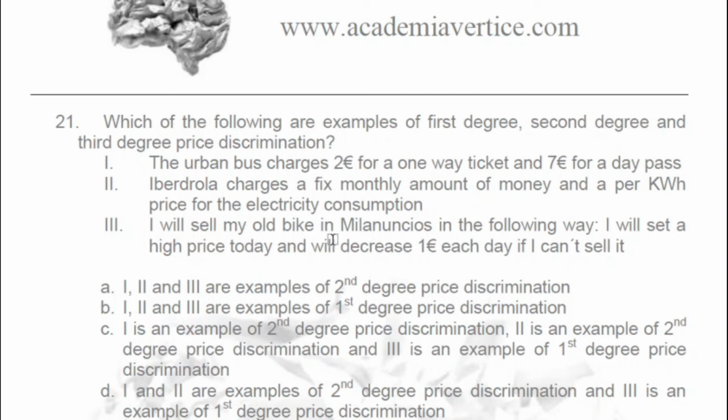I will sell my old bike on Milanuncios in the following way. I will set a high price today and will decrease 1 euro each day if I can't sell it. Well, what am I doing here? I am charging a high price. If someone pays it, okay. If no one pays it, I will try the next day, and I'm trying to capture the customer that is willing to pay the most for it. So I'm trying to practice first degree discrimination. This is the idea. So I think that we should mark C.